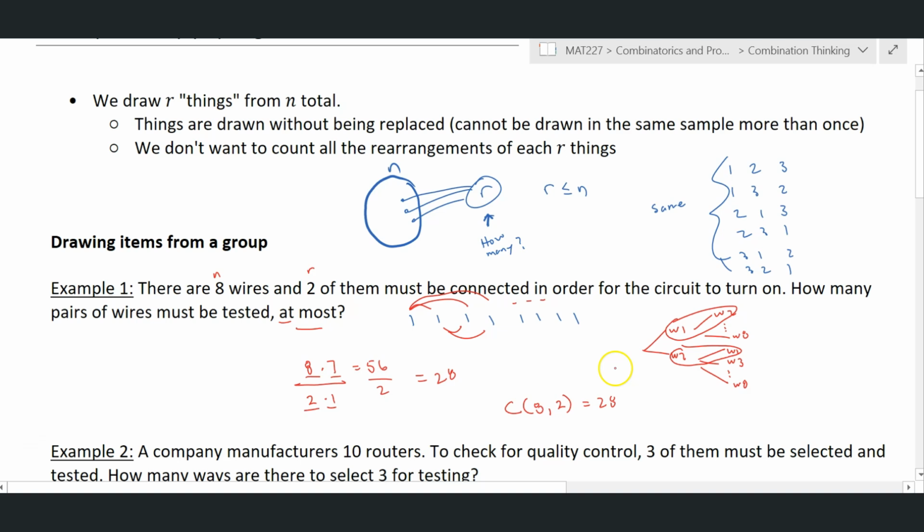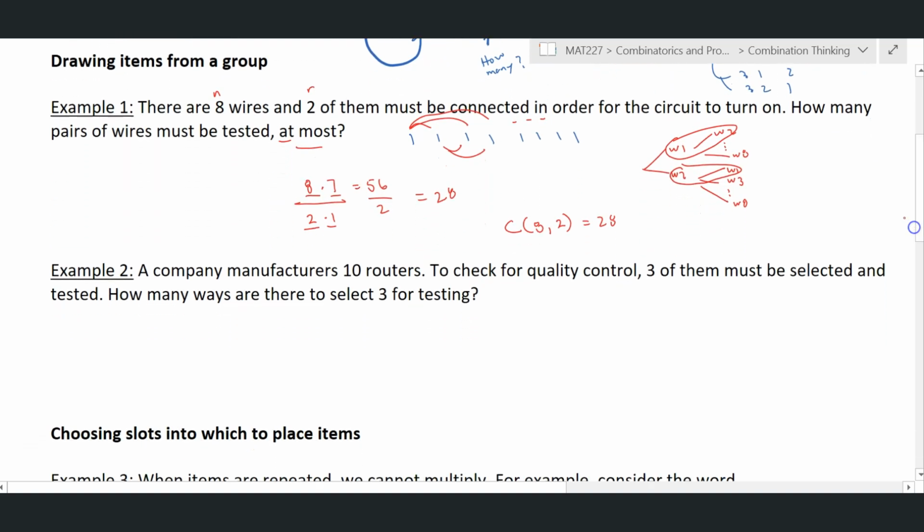If the order in which you connected the wires for some reason made a difference, which doesn't make sense here, then you would leave it as 56.